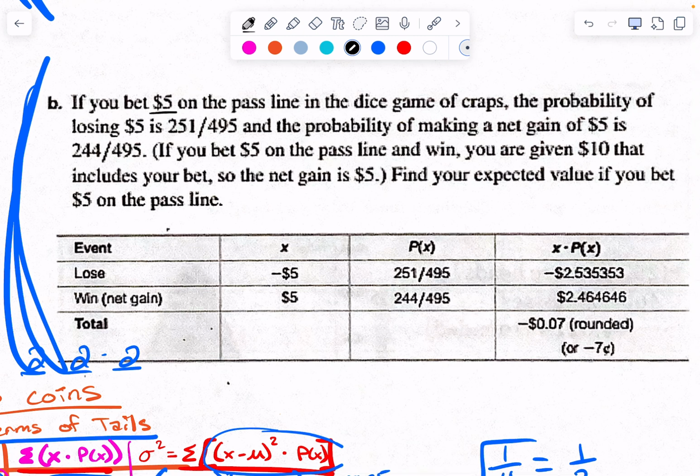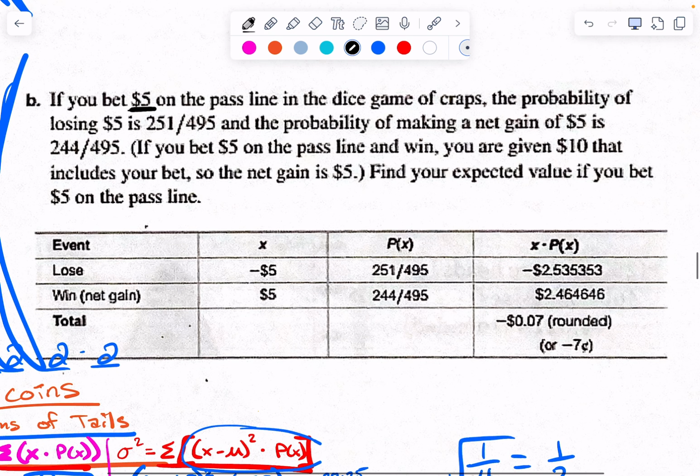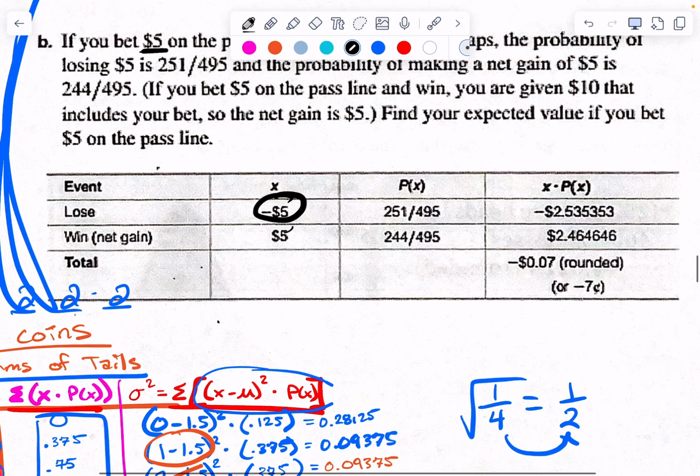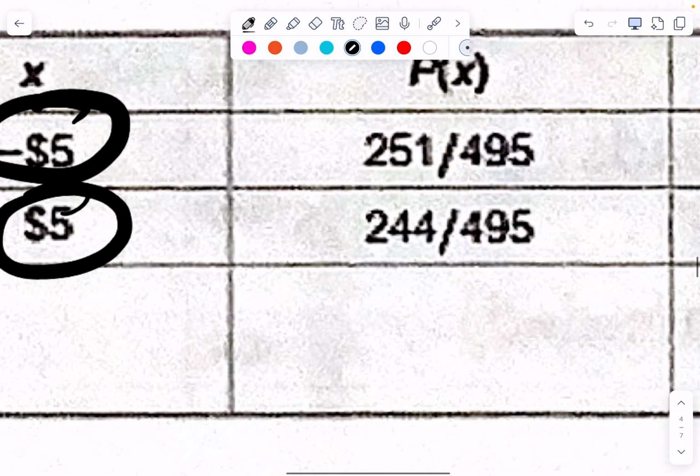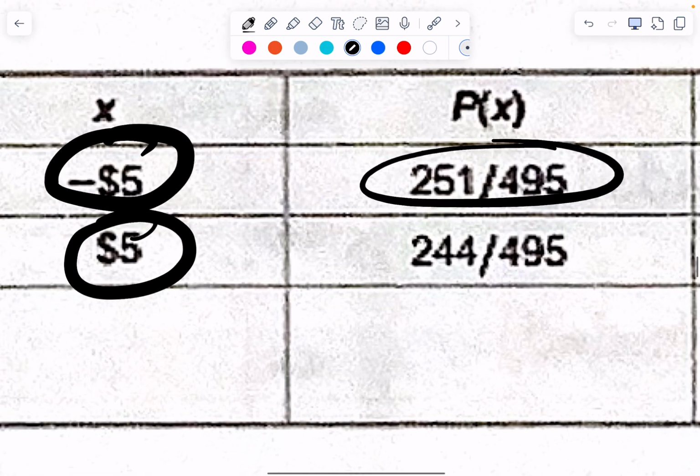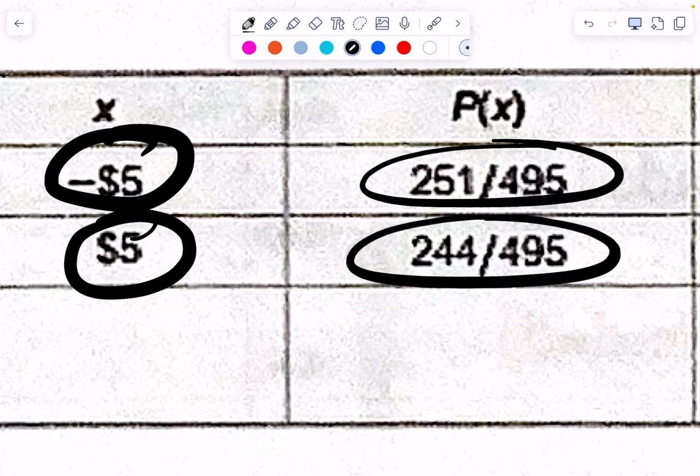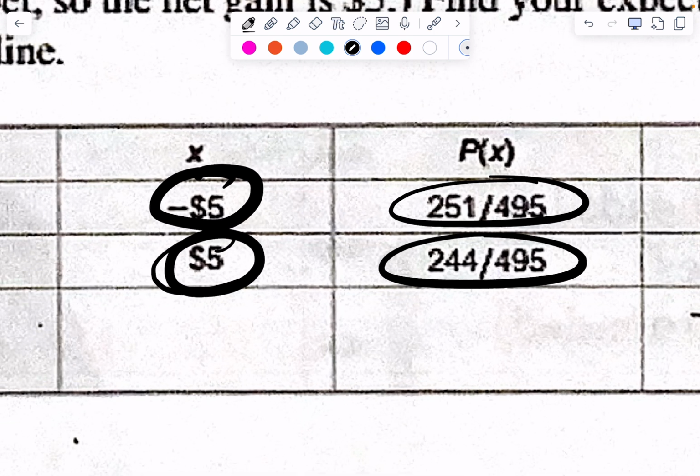Okay, versus if we do the craps table. If you bet $5 on the pass line in the game of craps, you could either bet $5 and lose $5, or you win $5, right? Now, you're not winning very much, but look at the probability of you winning. The probability of you losing is 251 out of 495. The probability of you winning is 244 over 495. So you have almost a 50% chance of winning, right? Not quite 50%, but almost 50%. So that's why you're not winning as much, because you have better chances of winning, right?